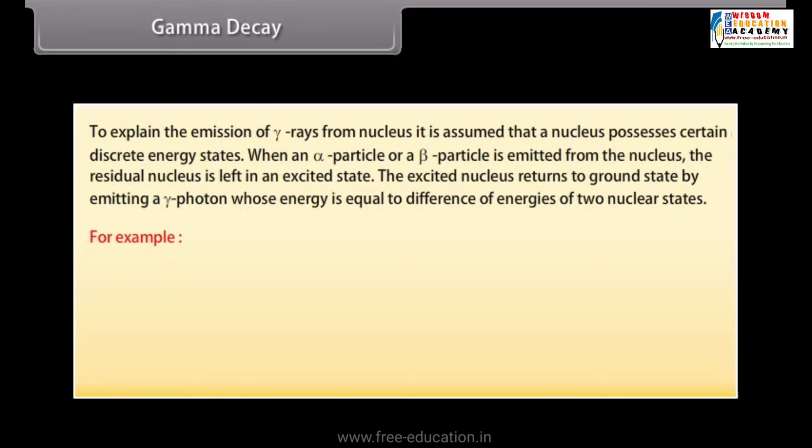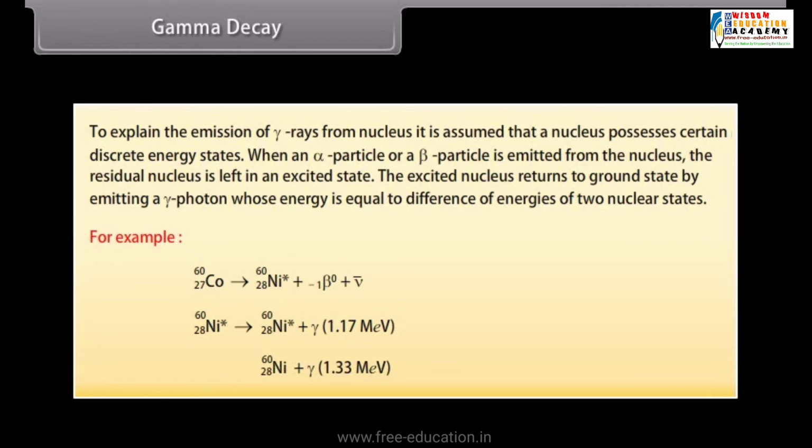For example, a cobalt nucleus with mass number 60 and atomic number 27 transforms into a nickel nucleus with mass number 60 and atomic number 28 in its excited state. The excited nickel nucleus with mass number 60 and atomic number 28 returns to ground state by emission of two successive gamma photons of energies 1.17 MeV and 1.33 MeV.